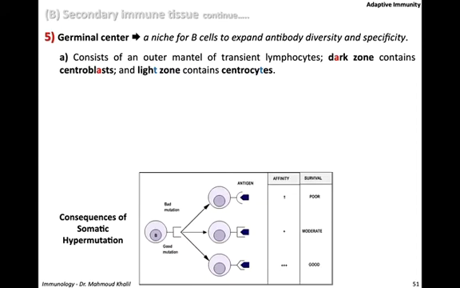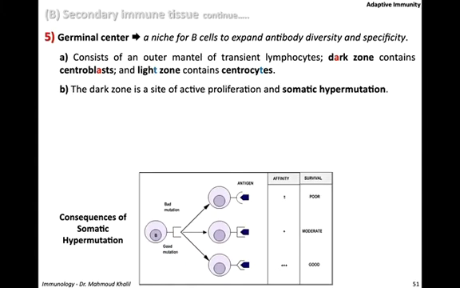The germinal center consists of two regions: a dark zone and a light zone. The dark zone is characterized by containing the centroblasts, while the light zone is characterized by containing the centrocytes. The centroblasts and the centrocytes are other nomenclature for the B cells based on the region they occupy in the germinal center. The dark zone is the site of active proliferation and somatic hypermutation. So somatic hypermutation occurs in the dark zone.